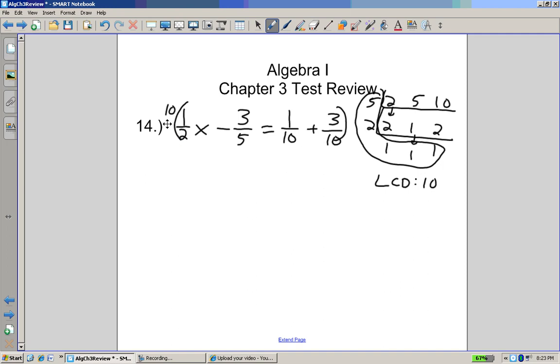The trick, of course, I could always put this over 1, multiply across the top, multiply across the bottom, the numerator, the denominator, and reduce. But there is an easier way. I can simply divide by the denominator. 10 divided by 2 is 5, and multiply by the numerator. 5 times 1 is, again, 5. 10 divided by 5 is 2, times 3 is 6. 10 divided by 10 is 1, times 1 is 1. 10 divided by 10 is 1, times 3 is 3.